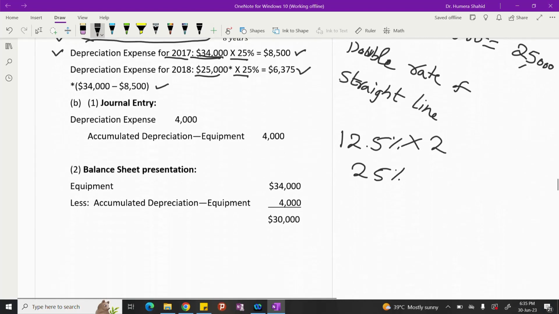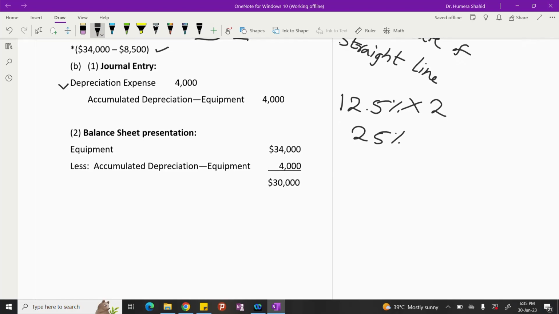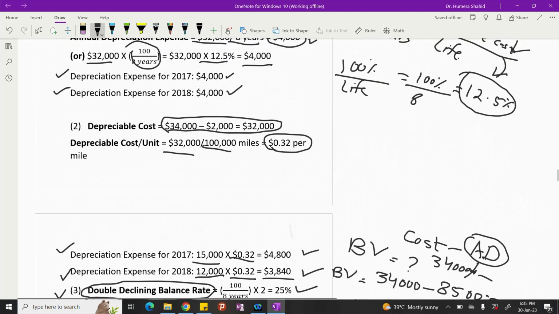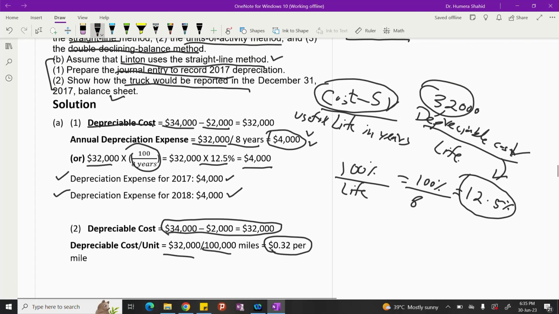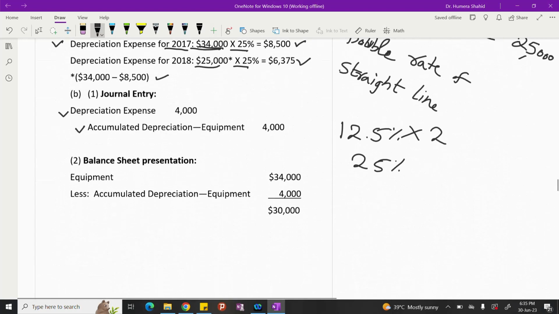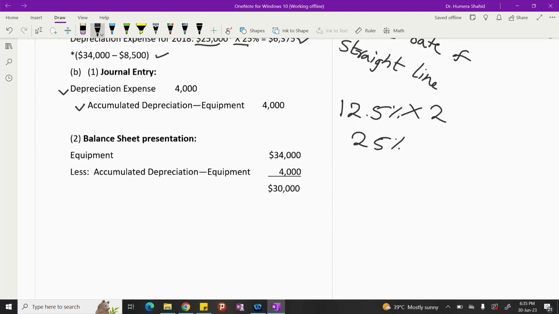So let's record the journal entry. Depreciation expense gets debit, accumulated depreciation gets credit. In straight line method, which was over here, we calculated annual depreciation of 4,000, which was for 2017 and 2018 as well. So in the journal entry, depreciation expense gets debit 4,000 and accumulated depreciation, equipment gets credit 4,000.